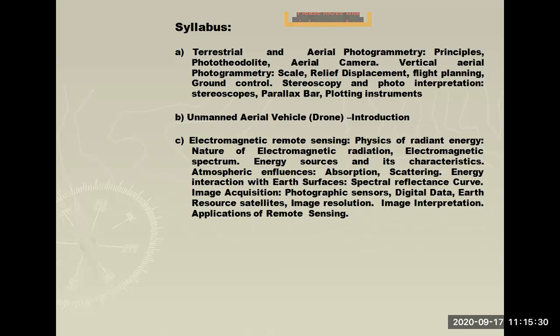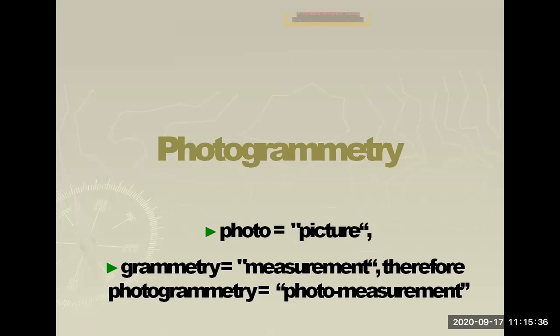And now we will move and see one by one what is photogrammetry and what is terrestrial and aerial photogrammetry. Okay, so now next, this is the first point of our chapter, that is nothing but the photogrammetry. Photogrammetry. So what is photogrammetry? So you can see below that photo is nothing but what? Picture. Photo is nothing but picture.